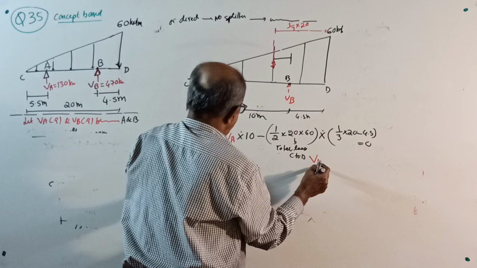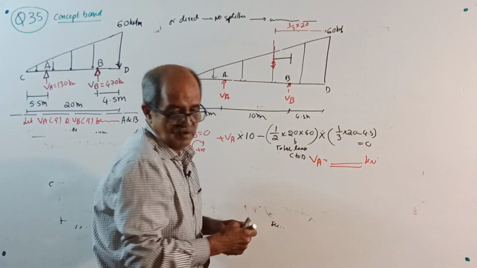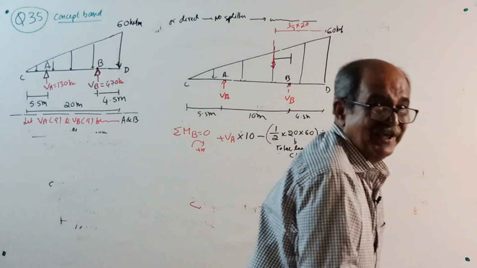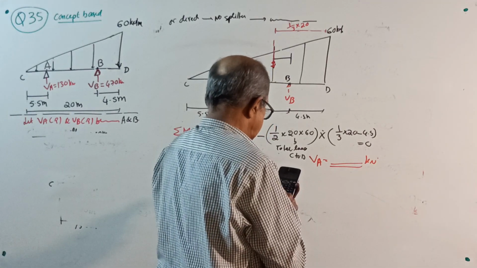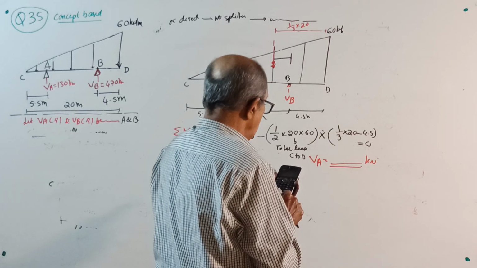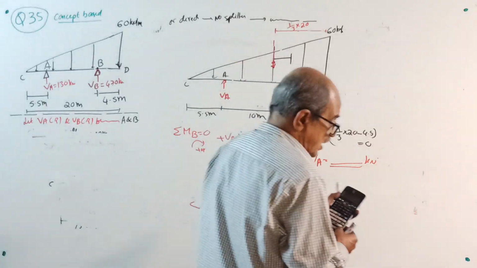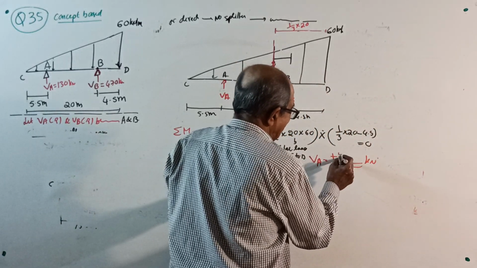You will get the value of VA. How fast you got it, see now? VA will come. I will really check now. For your benefit, I will really check. Half into 20 into 60 into bracket 20 by 3 minus 4.5, divided by 10. 130 kilonewton. Really, I got it. Honestly I got it. No cheating.